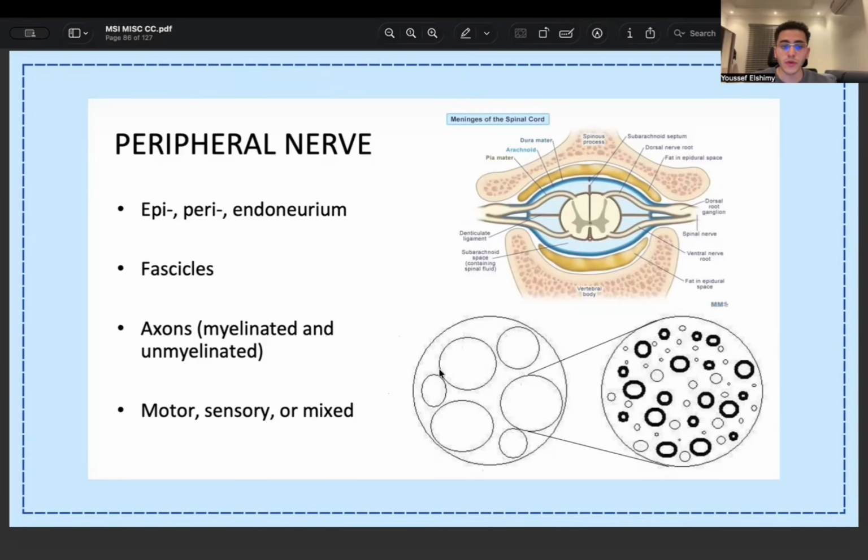Okay, and of course, the peripheral nerve might be motor, sensory, or even mixed. So you have to know this because nerve injuries can be classified according to which layers are affected. So surrounding the axons is the myelin sheath, okay? And surrounding the myelinated axons as well as the unmyelinated axons, we have the endoneurium, okay? Those are formed into fascicles. So there are a bunch of fascicles here and there. Between the fascicles, we have the perineurium, and all of the peripheral nerve is surrounded by the epineurium.